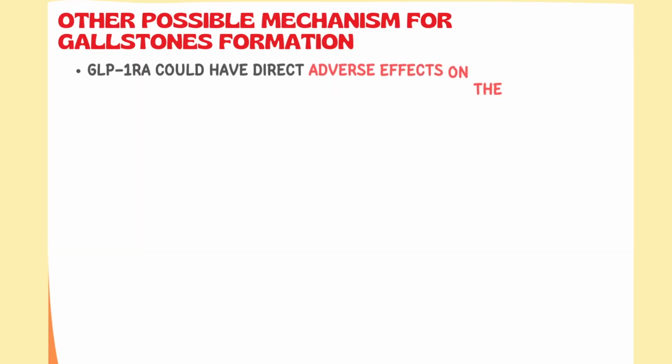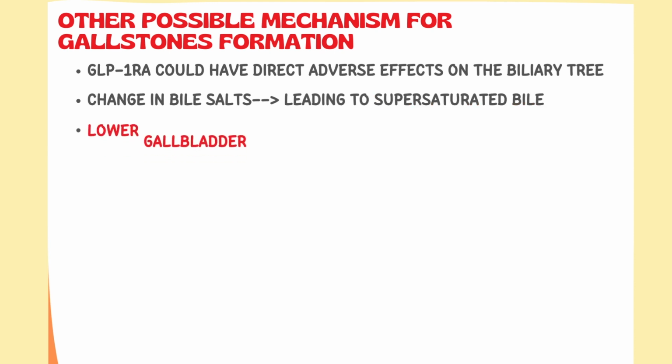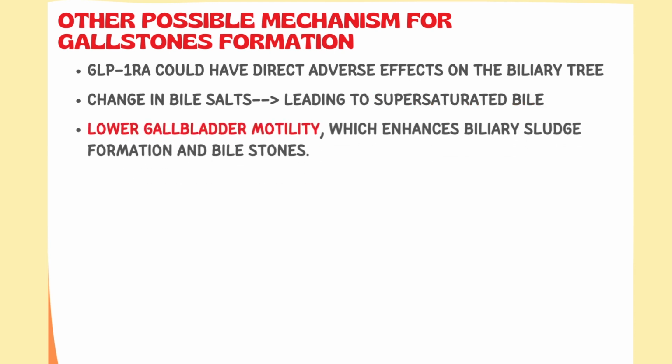Alright, so let's look at some other possible mechanisms for gallstone formation. So with GLP-1 receptor agonists, they may be having a direct adverse effect on the biliary tree. They may be causing a change in bile salts, which could lead to a supersaturated bile. They may be affecting the gallbladder motility, so this may increase the amount of biliary content and also increase the chance for bile stone formation.